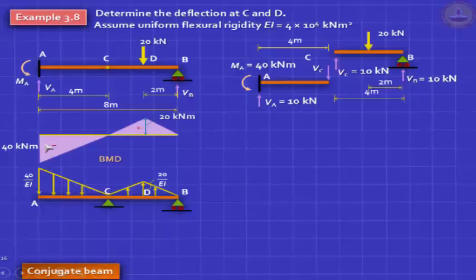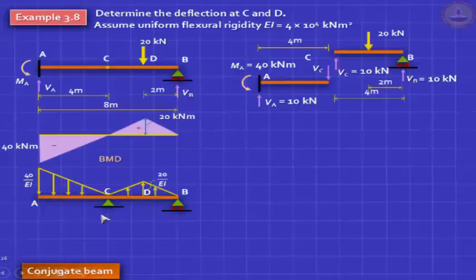And you have the values. This 40 you divide by EI, this 20 you divide by EI. EI strictly will have the units of kilonewton meter squared. So that 40 kilonewton meter divided by kilonewton meter squared will have the unit of 1 by meter, which is the unit of curvature. Okay, you've got this.